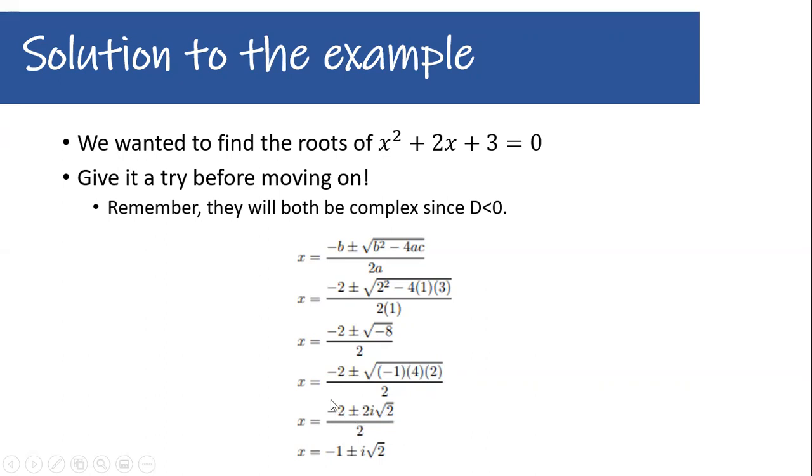Now notice here that 2 is everywhere, so we can simplify it to just negative 1 plus or minus i times the square root of 2. So your two imaginary roots, your two complex roots here are negative 1 plus i square root of 2 and negative 1 minus i square root of 2. You can't exactly graph those because they're imaginary, so the graphical method wouldn't help.